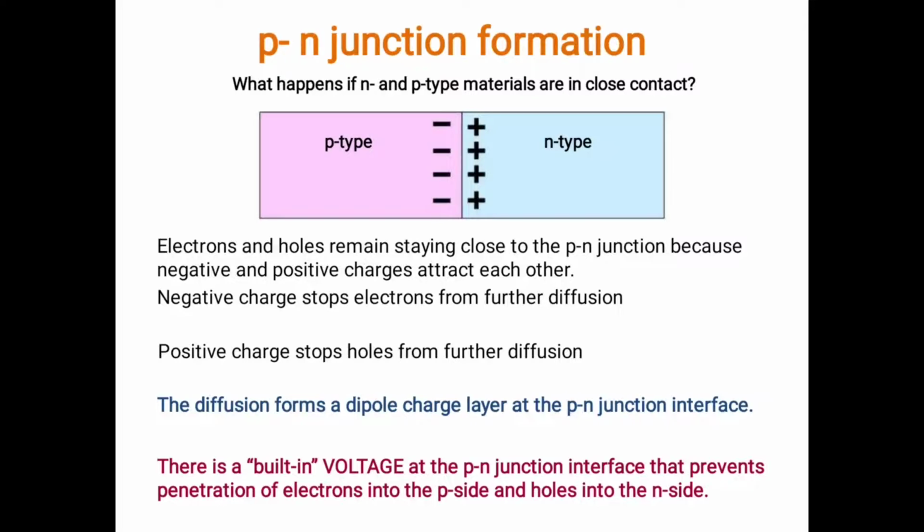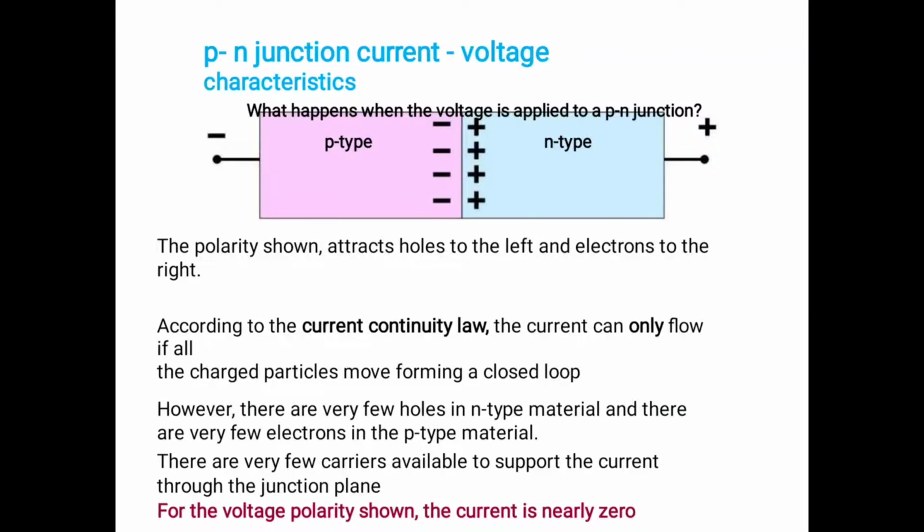The positive charge stops holes from further diffusion, and a voltage drop appears at the interface because of the electrons on the p side and holes on the n side. The depletion zone attracts holes to the left and electrons to the right. According to the current continuity law, the flow of charged particles must form a closed loop. There are very few holes in the n-type material and very few electrons in the p-type material available to support current through the junction plane.